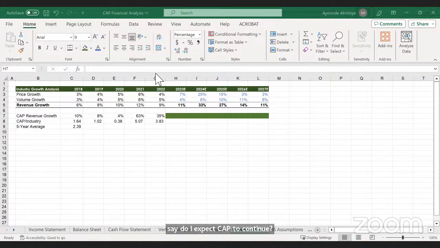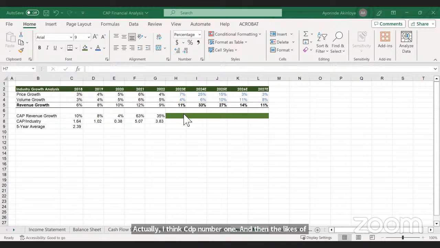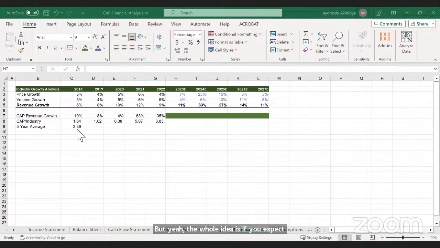to dominate the industry? Because in real life, CAP is, I think, the number one player within the paints and chemical allied industry in Nigeria, and then there are the likes of Portland Paints and Premium Paints. I think one of those two was acquired some time ago, I can't remember. But the whole idea is, if you expect CAP to continue to lead the industry, then you can say, I expect them to continue to grow faster than the industry going forward.